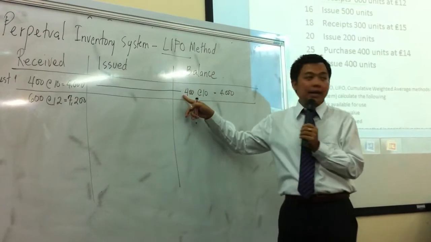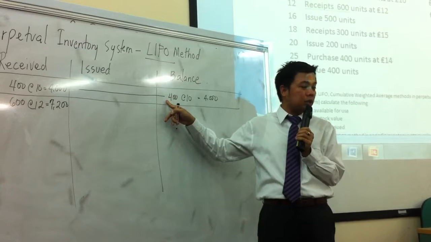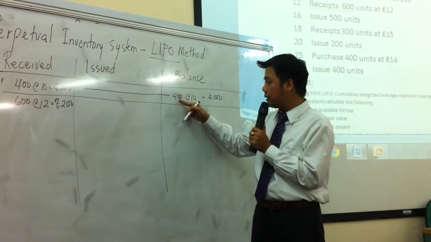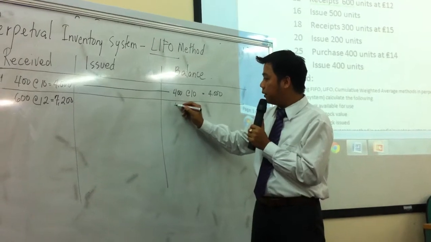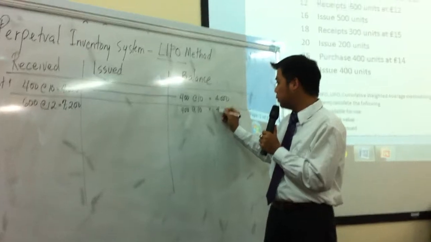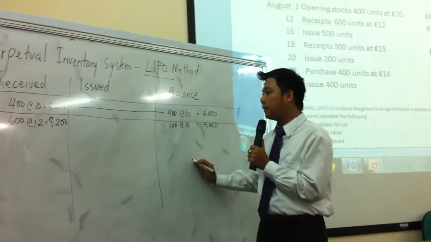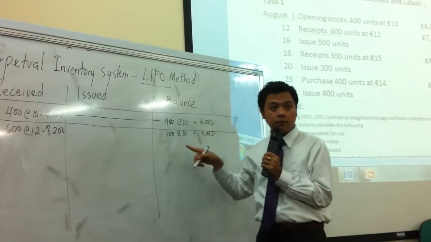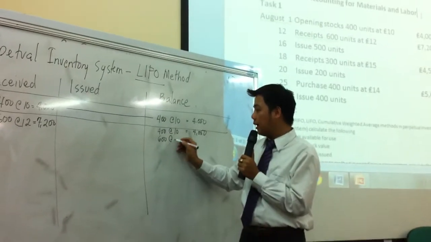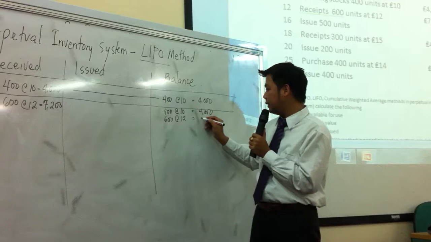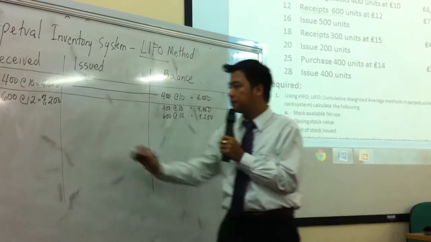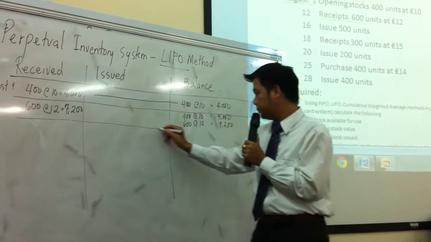Again, we cannot combine them. Why? Because the unit costs are not the same. So just bring it down. 400 at 10 is equal to 4,000. And this one we put below. So 600 at 12, and that is 7,200. Close.